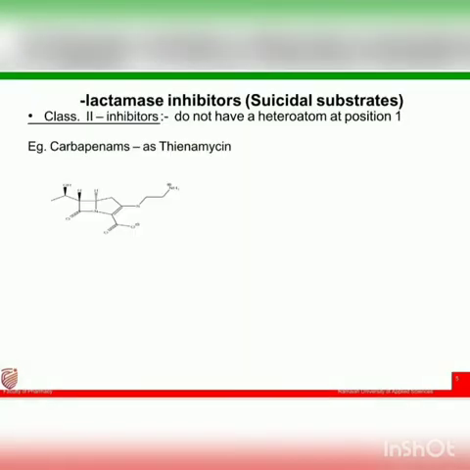Now, class 2 inhibitors. They do not have a heteroatom at position 1, and an example is carbapenem, where there is thienamycin. The structure of thienamycin is given on the screen.